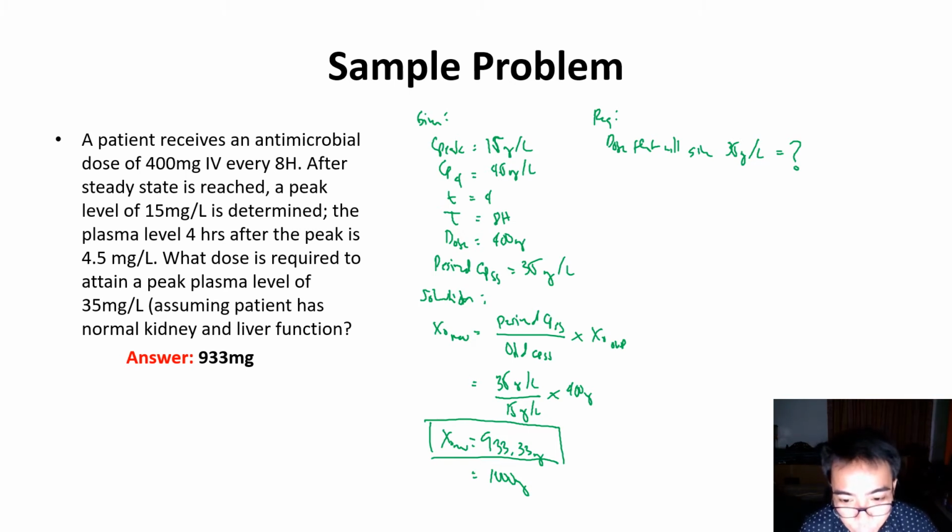Okay. So, yun yung new dose. Ito yung dose ko. I can actually check, class, kung yung dose na ito, yung 1,000 ko, kasi nag-round up ako eh. Okay?